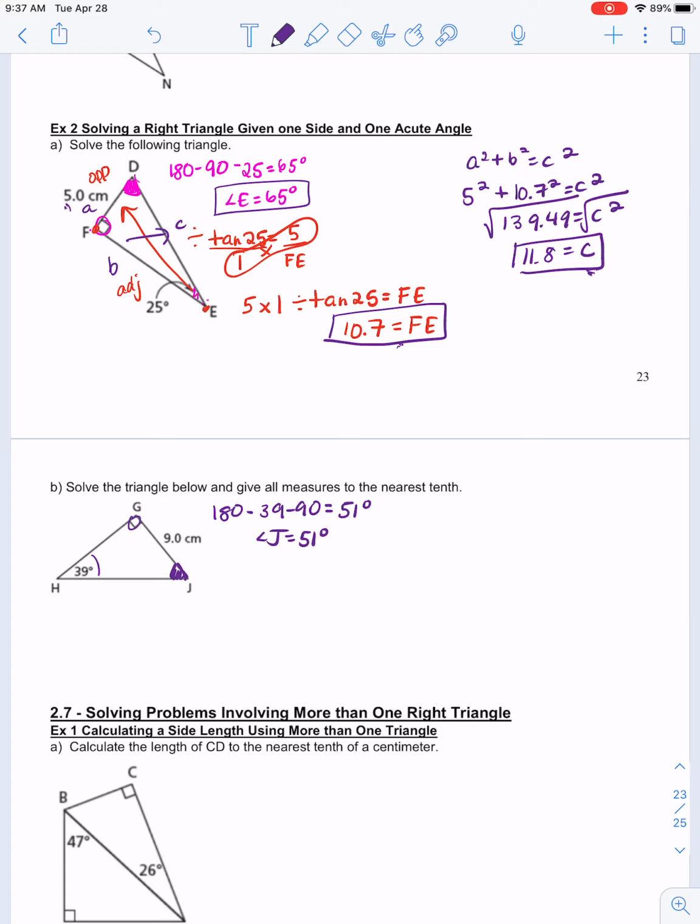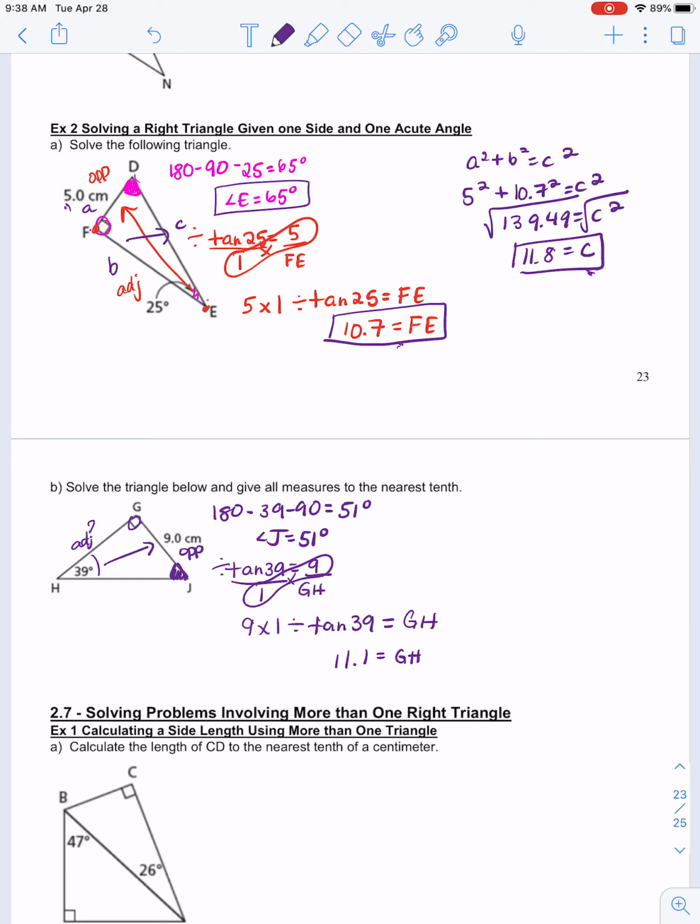Okay, and now let's go for this side length here. I have my opposite and adjacent, so I'm going to use tan again. So tan of my angle, which is 39, is equal to my opposite side, 9, divided by my adjacent side, which we'll call GH. Remember, I want to make a ratio, so it's cross multiply and divide. In our calculator, 9 times 1, divide by tan 39. Now remember, you don't ever have to add the times 1, because anything times 1 is just itself. So that becomes 9 divided by tan 39, and that gives me 11.1 is equal to GH.